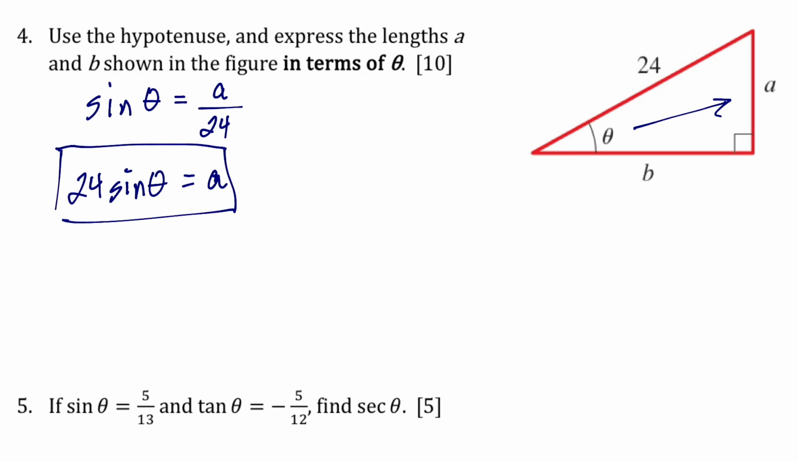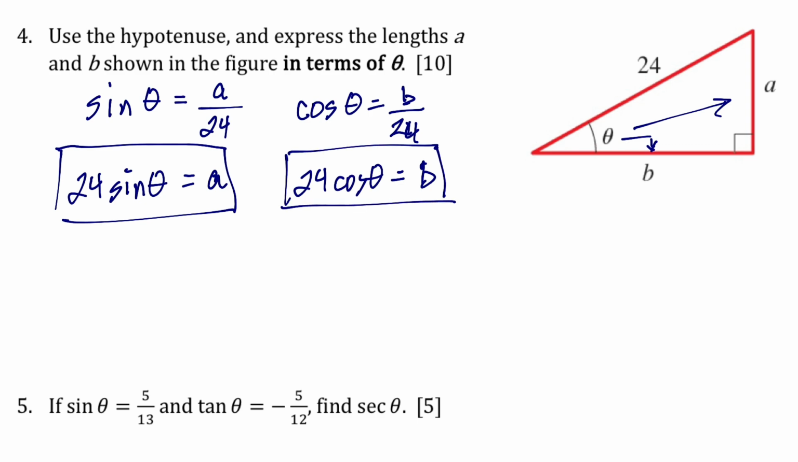To get the cosine, let's see. This is my adjacent side, so that deals with the cosine. So the cosine of theta is going to be the adjacent over the hypotenuse, right? So this is the adjacent to this angle, and this is the hypotenuse. So the same as over here, we're just going to multiply both sides by 24 and solve this for B. So B is going to be 24 times the cosine of theta. All right. So there is number 4. I'm halfway there.